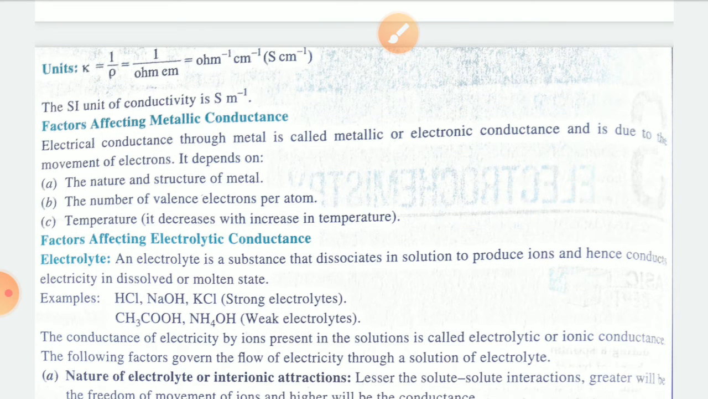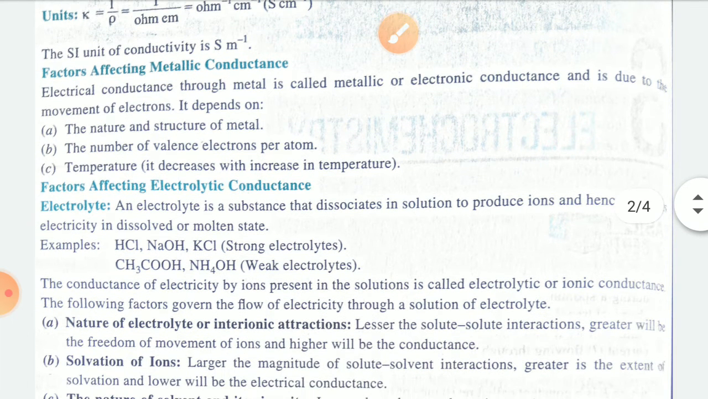Now, factors affecting metallic conductance. Electrical conductance through metal is called metallic or electronic conductance and is due to the movement of electrons. So, factors which influence the metallic conductance are the nature and structure of metal, the number of valence electrons per atom, as well as temperature. Metallic conductance decreases with increase in temperature.